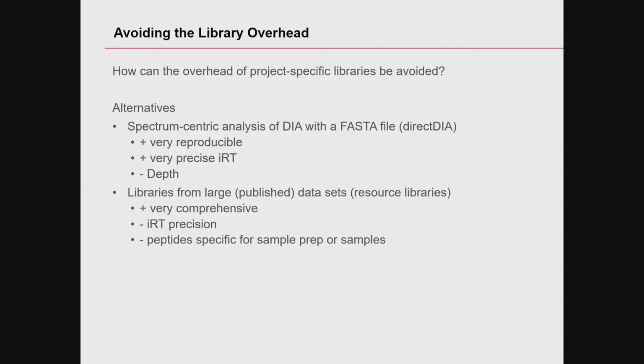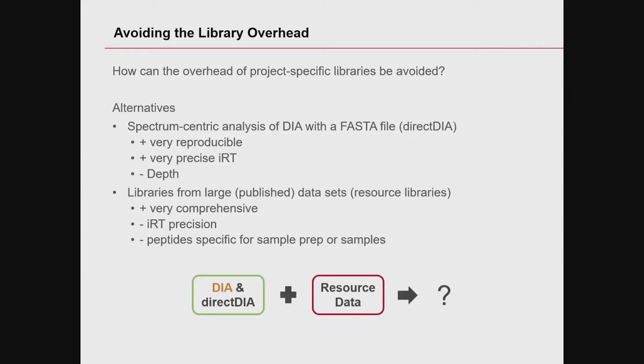And another downside is if the chromatography was very different from yours, then the iRT can be a little bit less precise. But still, nevertheless, you can ask, what if I combine these two approaches? What if I take a resource library and on top of that, I just search my DIA data directly and combine the two and make a single library out of it?